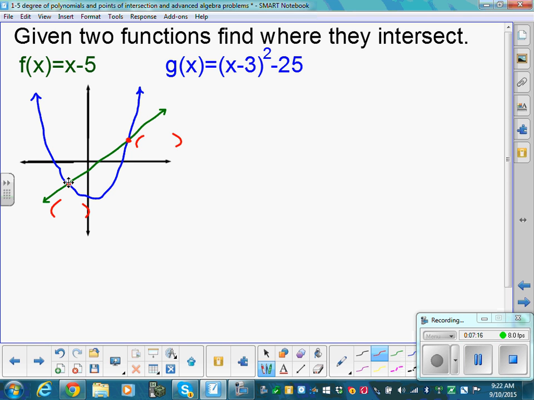Now, you could do this by algebra. You could say, okay, x minus 5 is equal to x minus 3 squared minus 25. One way of doing it is this, and then solving for x piece by piece. Or you could use your calculator, okay? So I'm going to opt for the calculator on some of these. How about you? Yeah? All right, guys, so get out your calculator so we can quickly learn this.